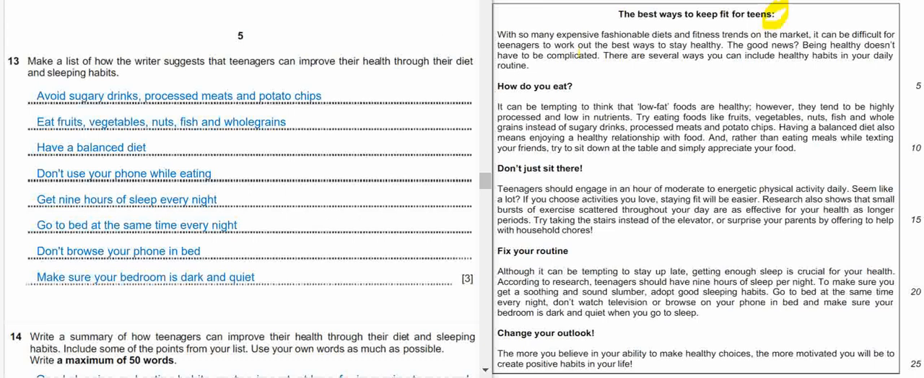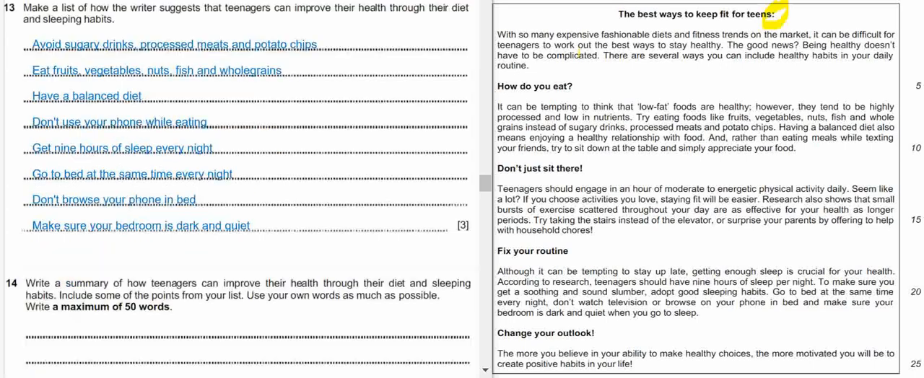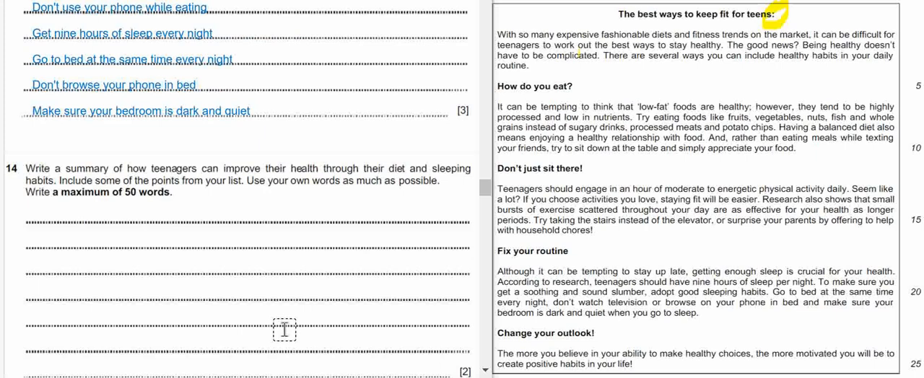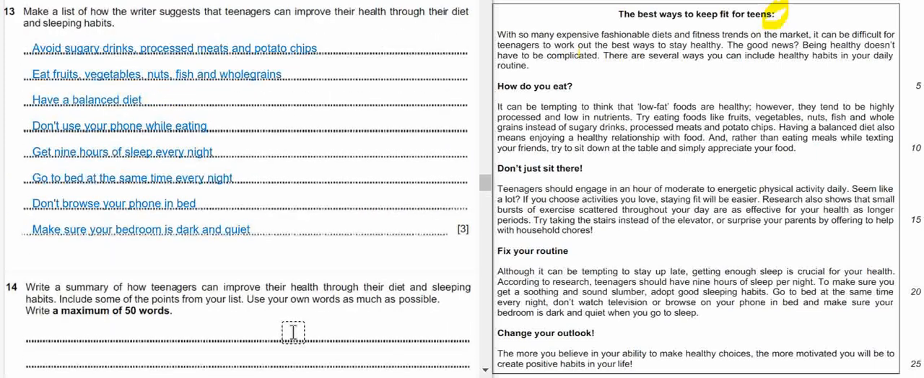Alright, let's move on to question 14. Question 14 says: write a summary of how teenagers can improve their health through their diet and sleeping habits. Include some of the points from your list. Use your own words as much as possible. Write a maximum of 50 words, so it will be 2 marks. 6 lines. So use the points from here.